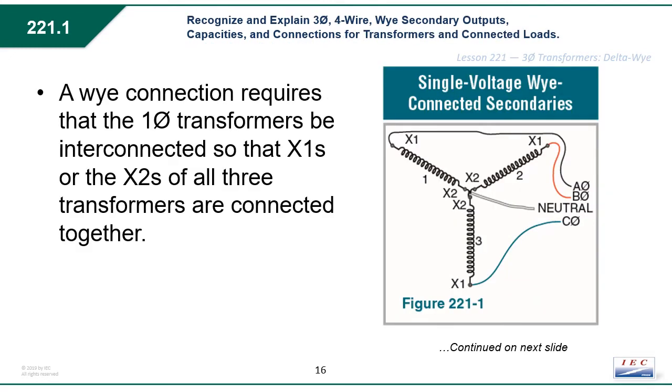Now let's look at Y-connected transformers. A Y connection requires that the single-phase transformers be interconnected so that X1's or X2's of all 3 transformers are connected together, giving it a center point being right here. In this scenario, they used X2, and that's where they came off and grounded it, allowing them to have a neutral conductor. And you'll note that each of the lines or phases is leaving the other end of the winding, going to A, B, and C.